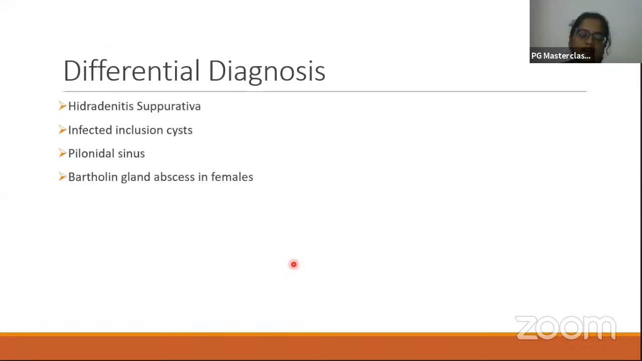Differential diagnosis for anal fistula can be hidradenitis suppurativa, which is due to infection of the apocrine sweat glands in the perianal skin. Then infected inclusion cysts, pilonidal sinus, and Bartholin's gland abscess in females. So externally, just by physical examination, these conditions can be taken as a differential diagnosis.